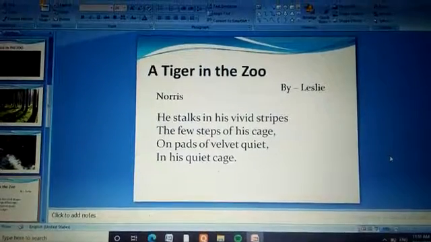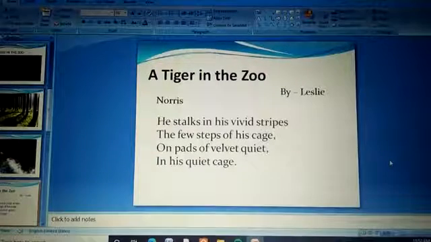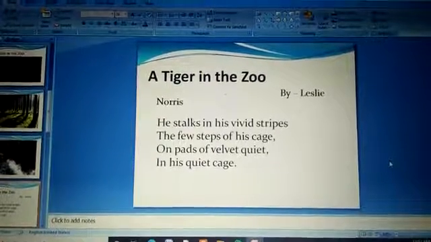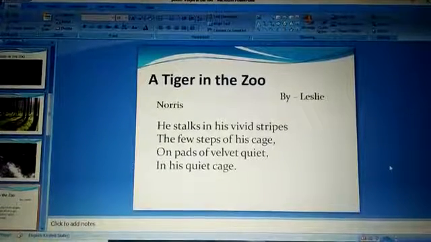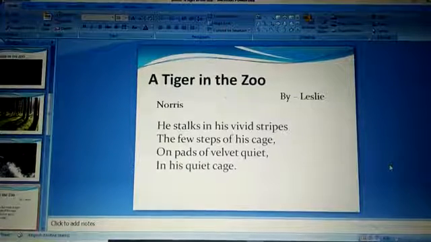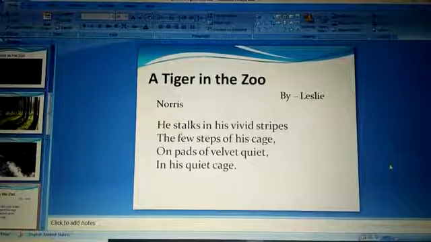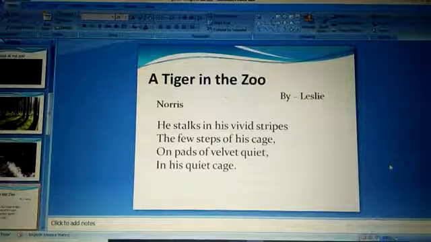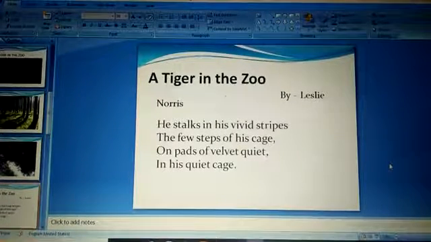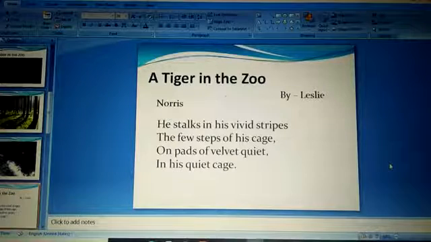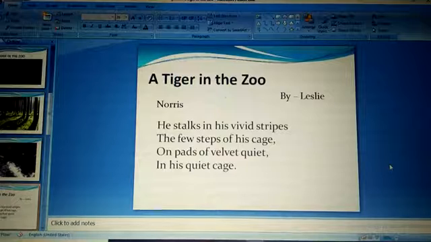It says, he stalks in his vivid stripes the few steps of his cage, on pads of velvet quiet in his quiet cage. So here the image of the tiger is being described. Here the poet is trying to say the tiger has pads of velvet, and he is only confined to that particular concrete cell, moving around inside that cage, which is made up of concrete, and where his strength is being captured inside the concrete cell.